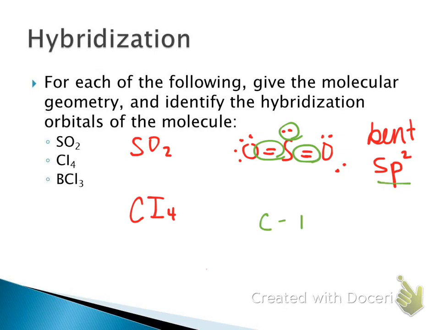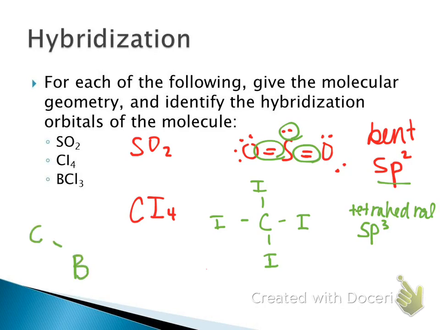Okay, I4 should have been pretty simple, right? We complete the octets around each of these iodines, and we get a tetrahedral geometry. Nothing extra, right? What hybridization is tetrahedral? sp3. Our last one is BCl3. What molecular geometry do we have here? Trigonal planar. Are we okay with boron having an incomplete octet? Yes.